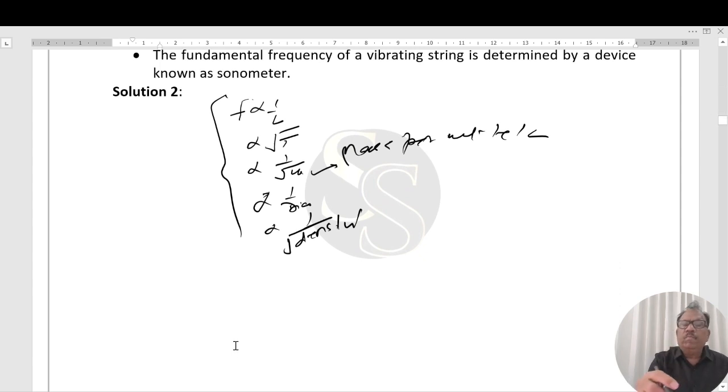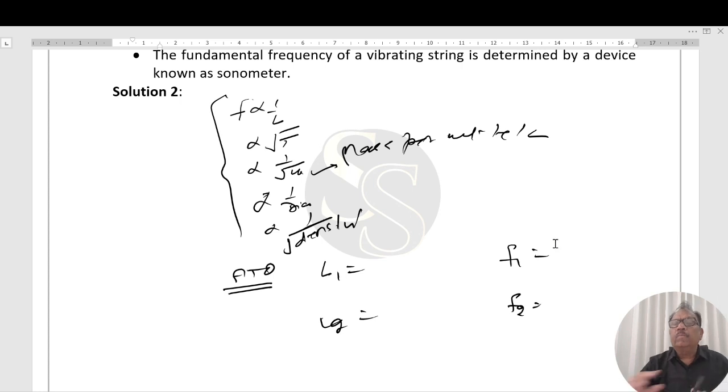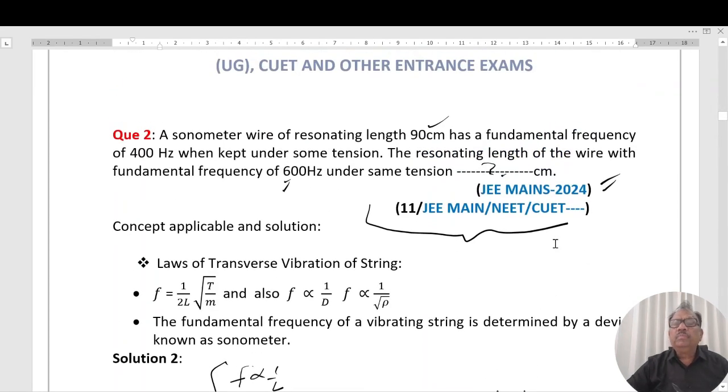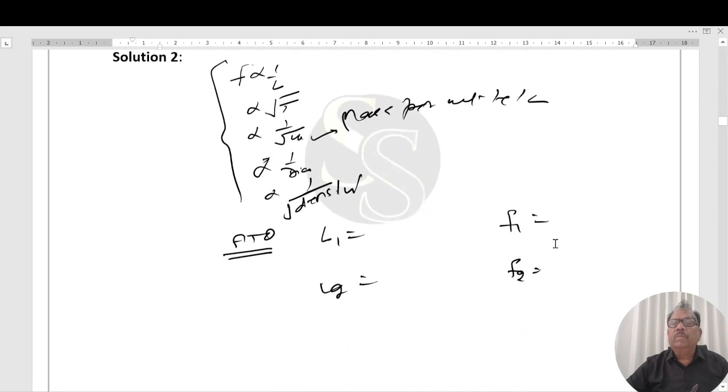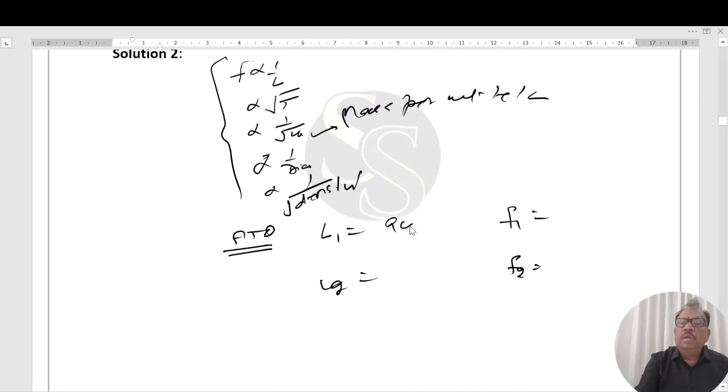Now, according to the question, L1 is given, F1 is given, and we need L2 for F2. Let's see what is given. The wire of resonating length L1 is 90 centimeter, F1 is 400 hertz, and F2 is 600 hertz. L2 is to be determined.